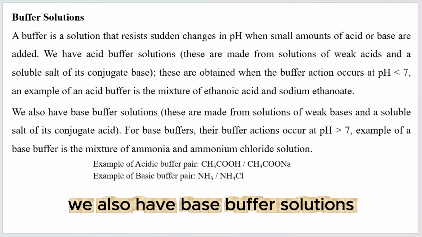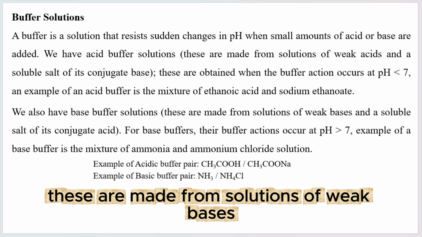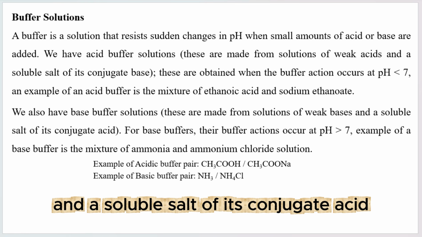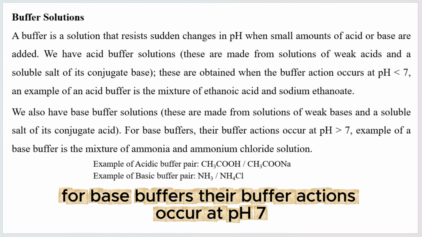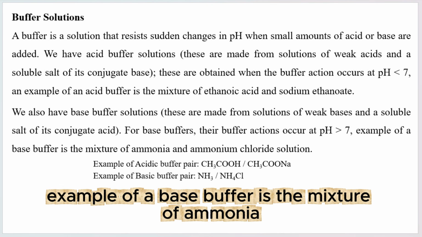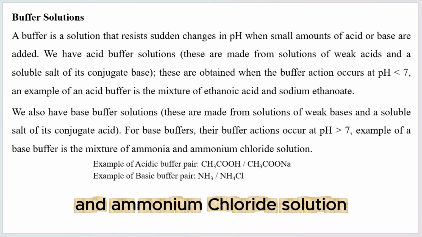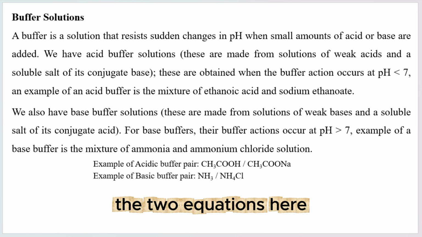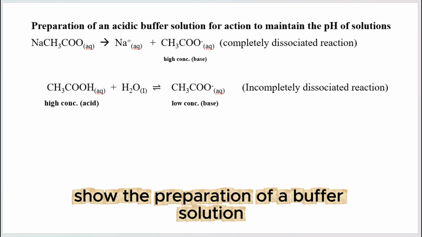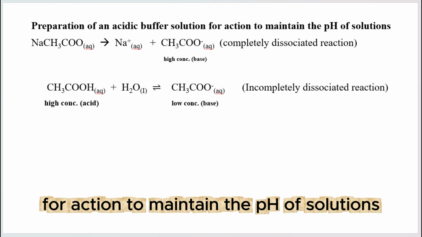We also have base buffer solutions. These are made from solutions of weak bases and a soluble salt of its conjugate acid. For base buffers, their buffer actions occur at pH above 7. An example of a base buffer is the mixture of ammonia and ammonium chloride solution. The two equations here show the preparation of a buffer solution for action to maintain the pH of solutions.